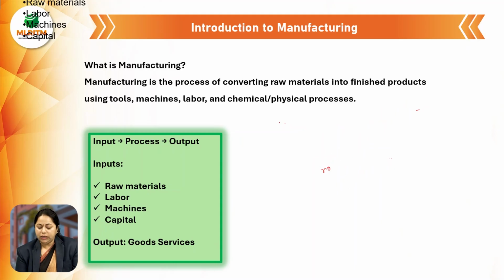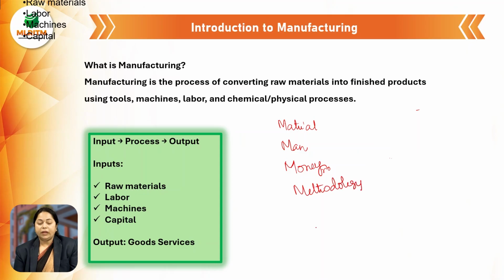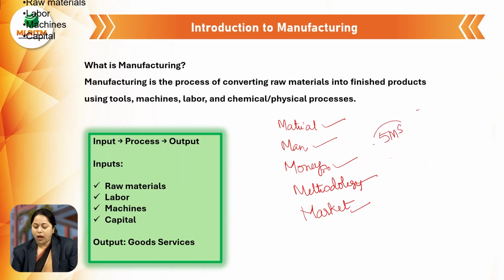Okay, let us say we need some material, which is a plastic, or we need a man who will be working on this material. Of course, money is needed, then a methodology or the process, and finally, it goes into the market. Fine. So there is material, man, money, method, and market. When five M's are included in transforming an idea to a product.